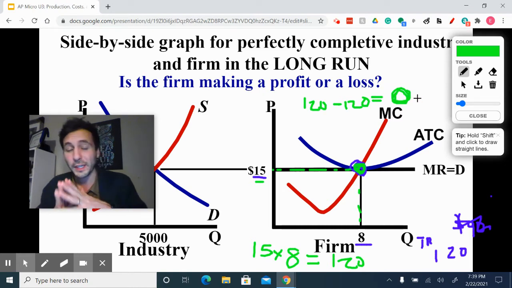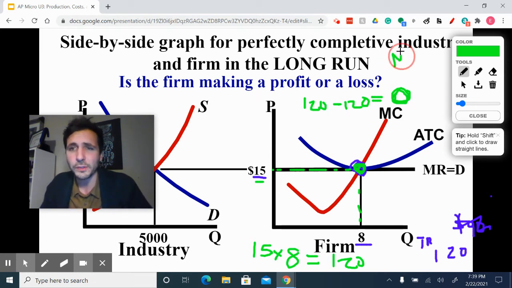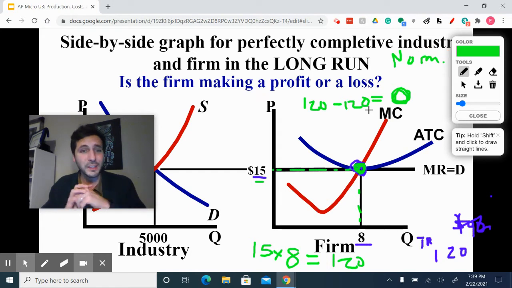Remember, whenever we look at a graph, we're talking economic profit. We have an economic profit of 0. We call this a normal profit. So friends, this is how you know if a firm is in long run equilibrium. If it is at this point, there is no incentive for firms to enter because there are no profits. There's no incentive for firms to leave because there are no losses. As a result, we're going to stay right here where we belong.